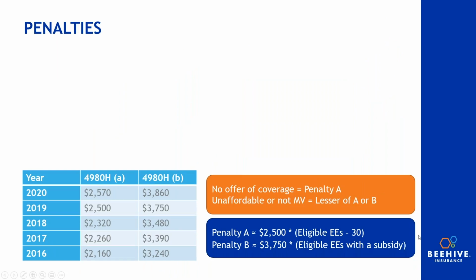So again, when looking at our penalties, remember that the amount of the penalty changes year to year. The penalty amounts we're going to be using in our examples are from 2019, where penalty A was $2,500 and penalty B was $3,750.